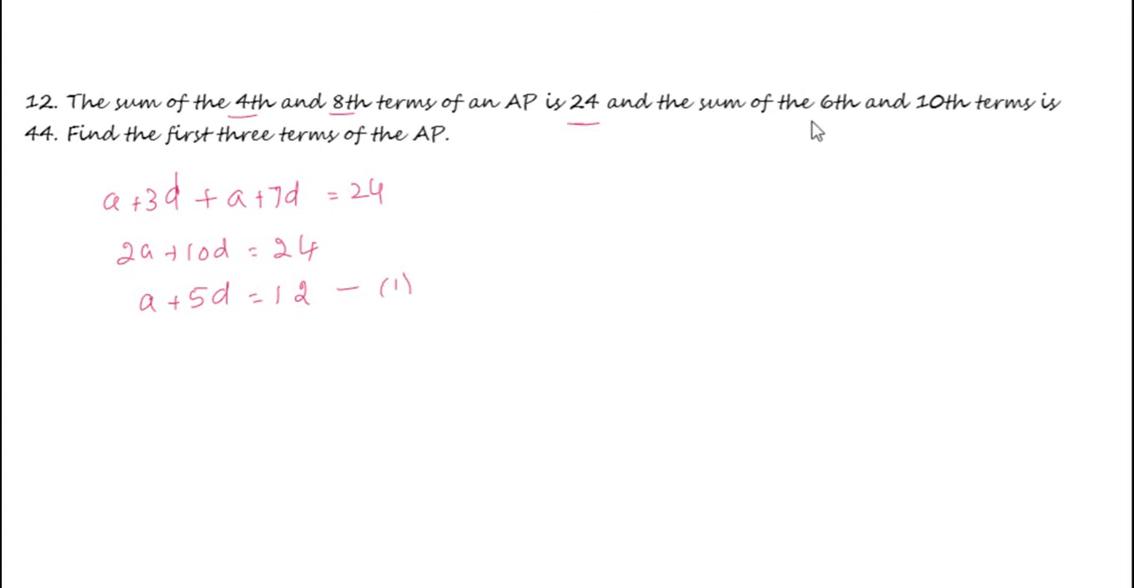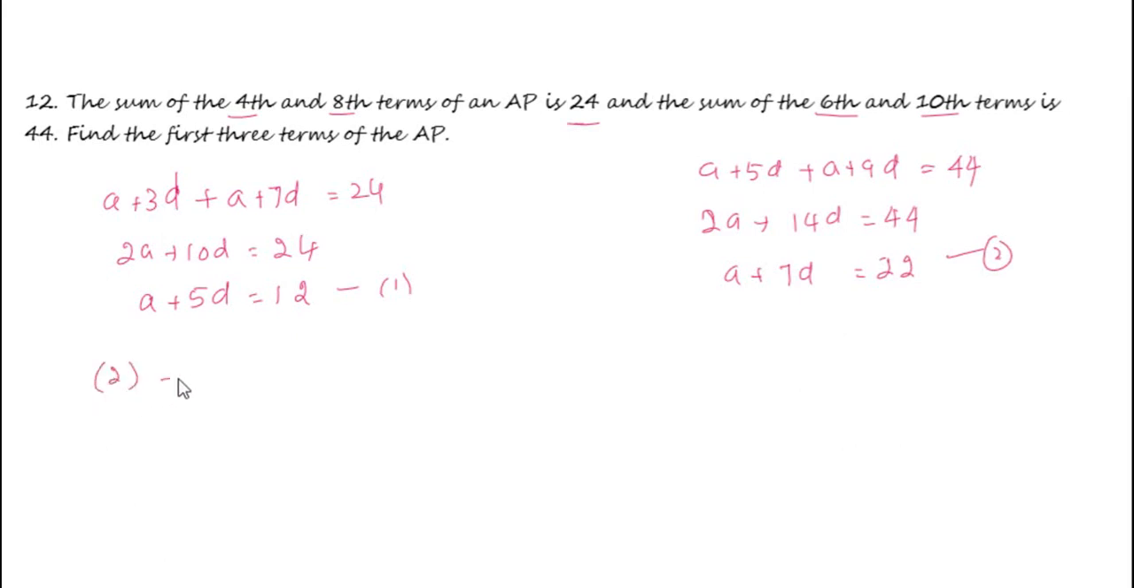Second, the sum of 6th and 10th terms. 6th term is A plus 5D. 10th term is A plus 9D. That is equal to 44. Adding these two things, 2A plus 5 plus 9, 14D, this is 2A plus 14D equal to 44. Again dividing by 2, A plus 7D equal to 22. This is equation 2. Now let us subtract equation 1 from 2, that is 2 minus 1.